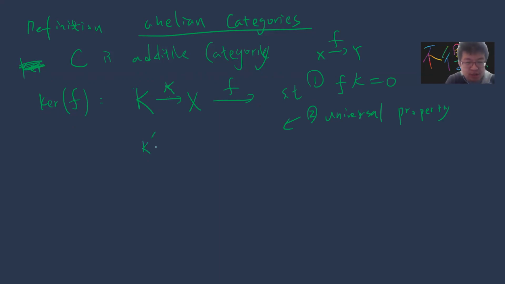Such that if you have another K prime, another kappa prime satisfying this property, that is, if F composed with kappa prime is 0, then you can factor through. So there is a factorization from K prime to K, so K is like the smallest one. There exists an L, I think unique, from K prime to K, such that this diagram commutes. So I should say this. Okay, kernel.